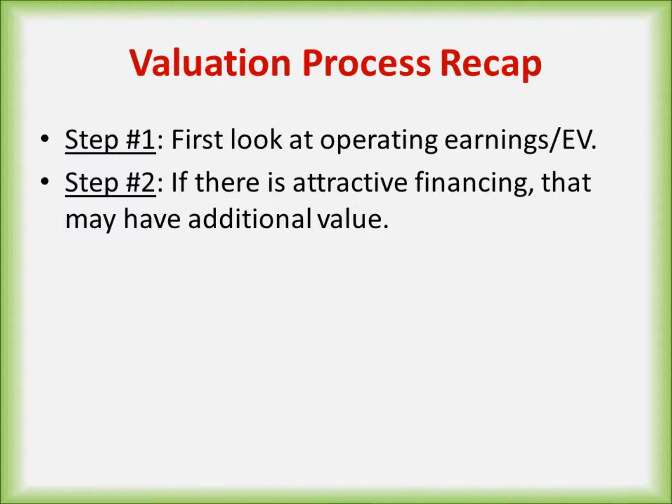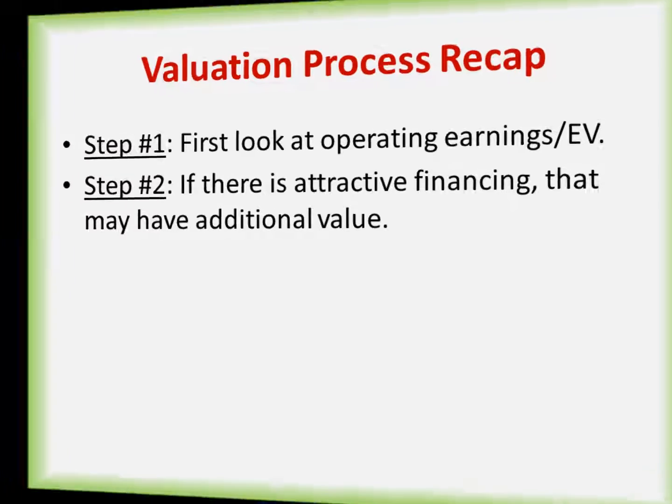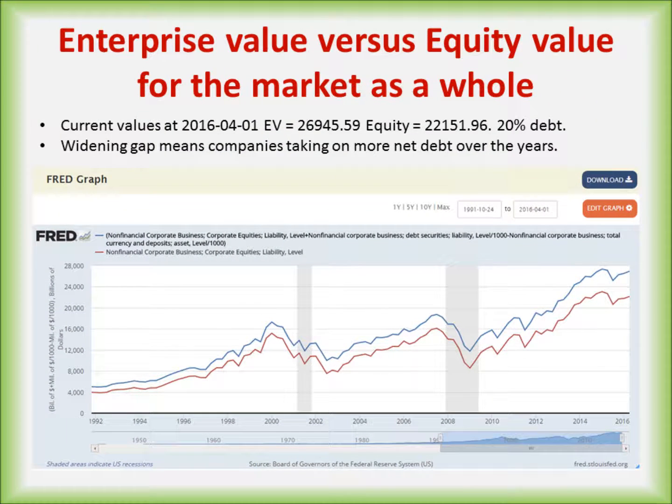So just recapping the valuation process from our first video, when performing valuations, step 1 is to always look first at operating earnings to enterprise value, and then in step 2, go below the line to see if there is attractive financing that may have additional value. But always look first at operating earnings to enterprise value. So let's get into it and see what it looks like for the market as a whole.